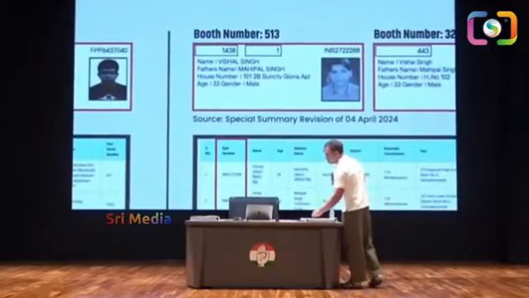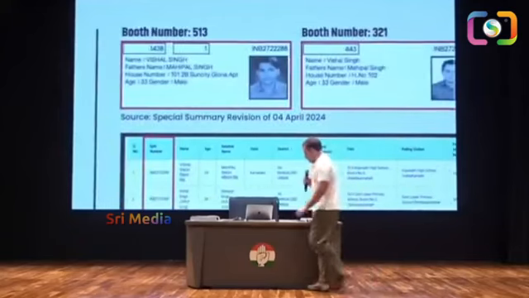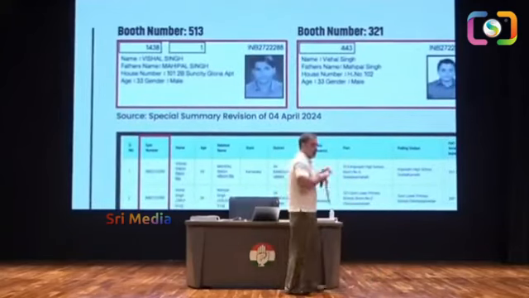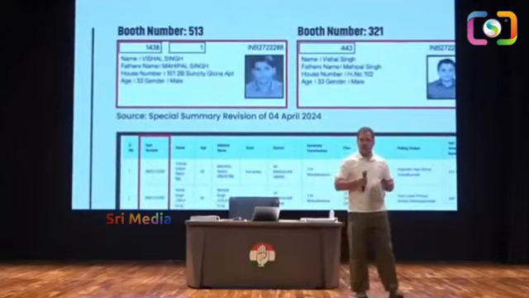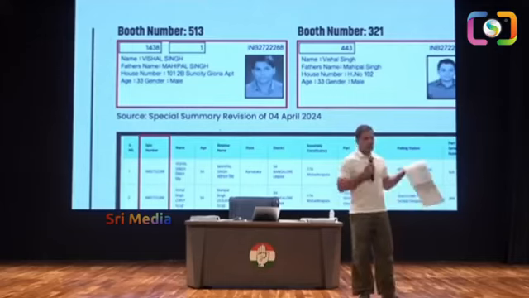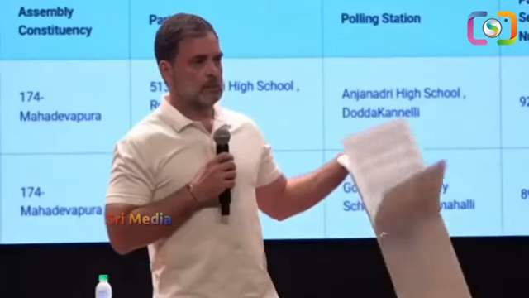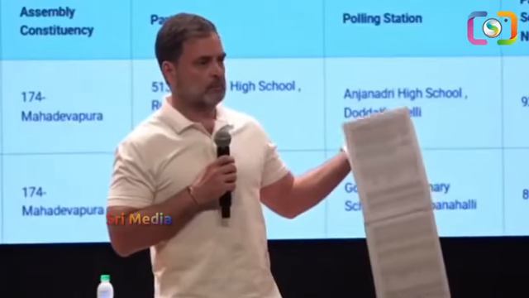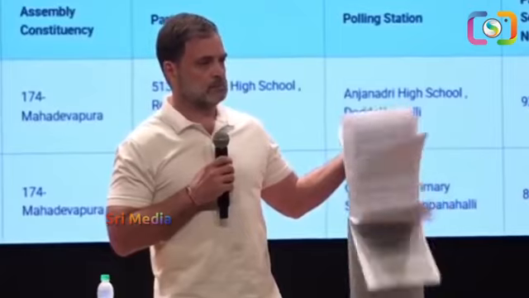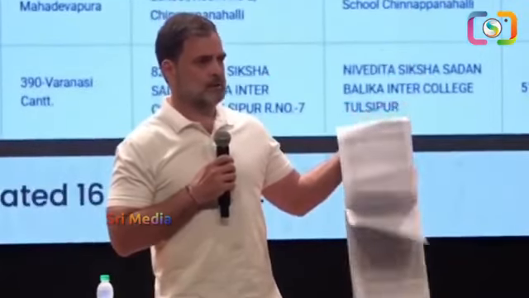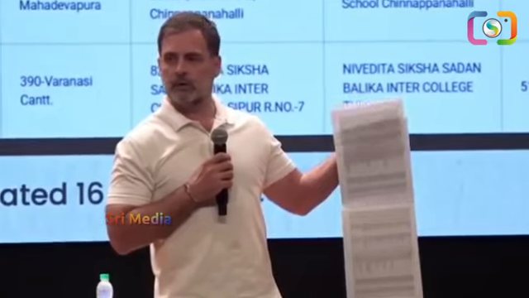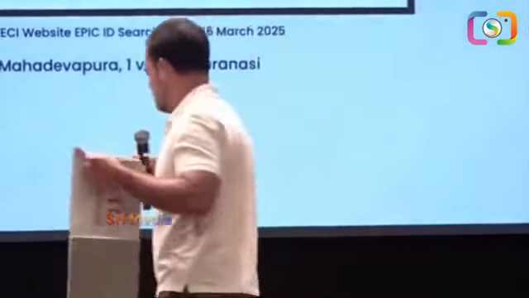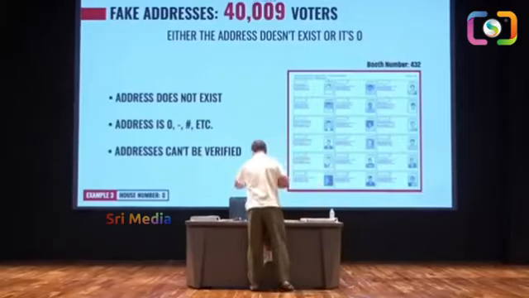okay, here is the list of duplicate voters. These are all the people who have voted multiple times in Karnataka. That's the names, that's their addresses, that's the polling booths where they registered to vote. Okay? Next. Fake addresses.